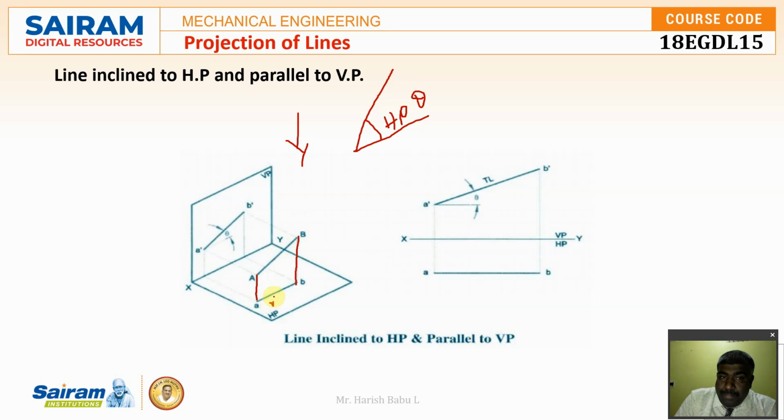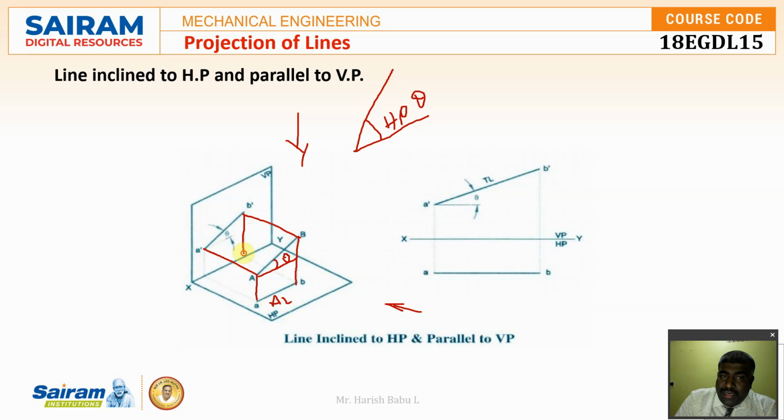So here the top view becomes the apparent length and the front view gives the true length, because when I observe from the front, I can see the actual length of the line and the actual inclination. That will be projected there, that is B dash and A dash. So an angle will be drawn.